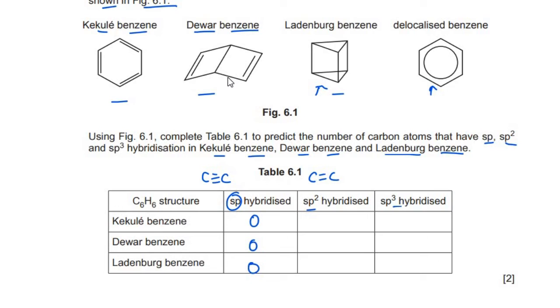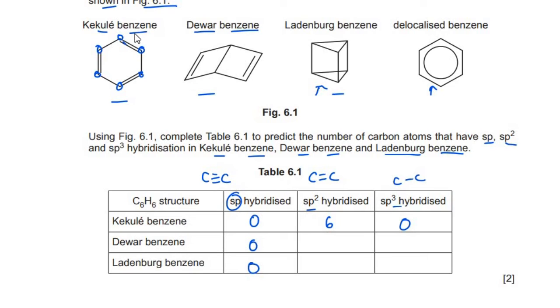So if we count here, carbon 1, 2, 3, 4, 5 and 6, all the 6 carbons have a double bond. So in Kekulé's benzene there are 6 carbons having sp2 hybridization and there is no carbon left with a C-C single bond. All of the carbons have at least one double bond, so 0 for the Kekulé benzene. sp3 hybridization is for the carbon-carbon single bonds.